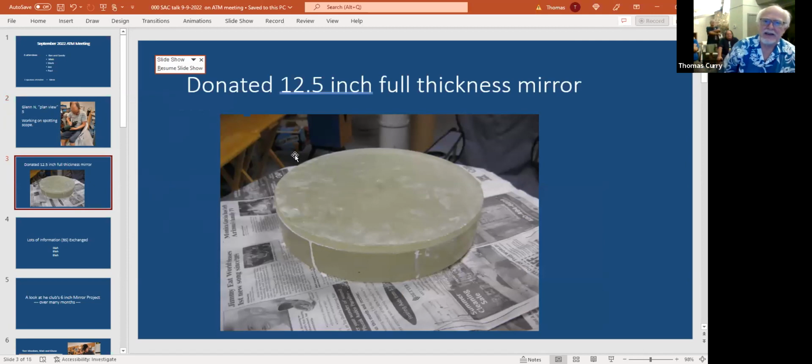We were donated this, at the last meeting, this 12.5-inch full thickness mirror. I don't know if there's any interest in continuing with this, but it's near the end of fine grinding. I did some tests on it. It's exactly F6, and it weighs a lot. It weighs 22 pounds. So in a Dob, you wouldn't need any extra counterweights in your rocker box. In fact, you might want to have a separate mirror box. So anybody who wants to pursue that, they're welcome to work in my shop, grind and polish that thing.